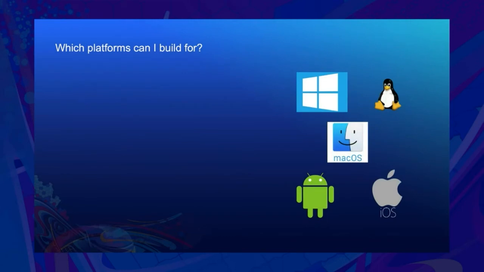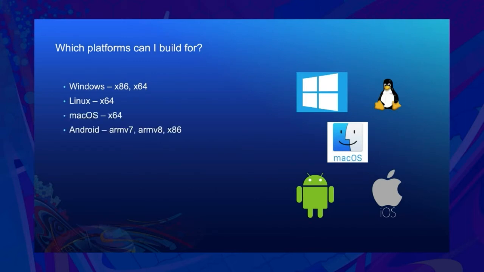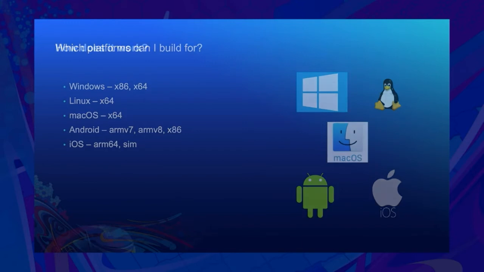So more specifically, which platforms can you build for? With our SDK, we support Windows, 64 and 32-bit, Linux, 64-bit, Mac, 64-bit, Android, we support ARMv7 and ARMv8, which are the 32 and 64-bit versions for devices, and then x86 is useful for emulators. In iOS, we support ARM64 as well as the simulator for testing.